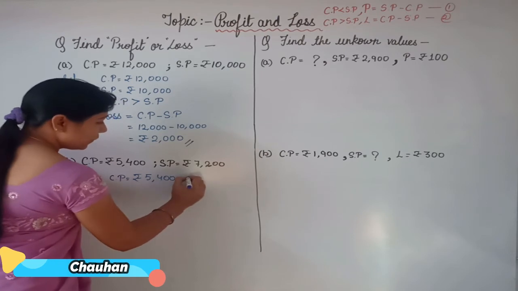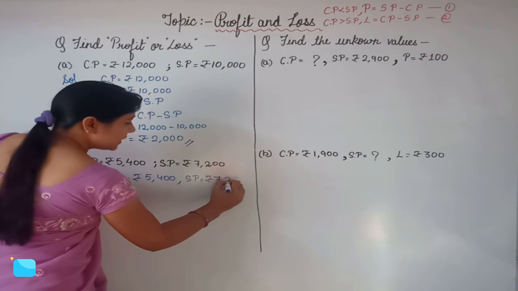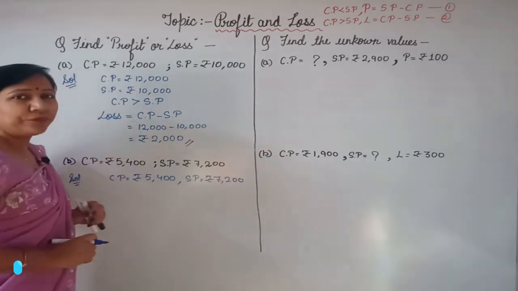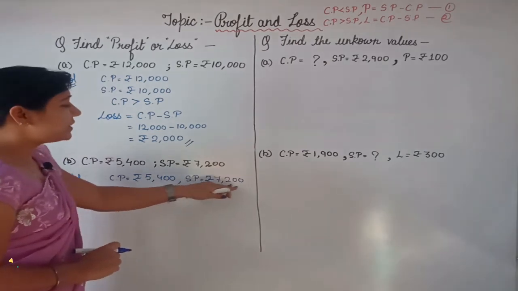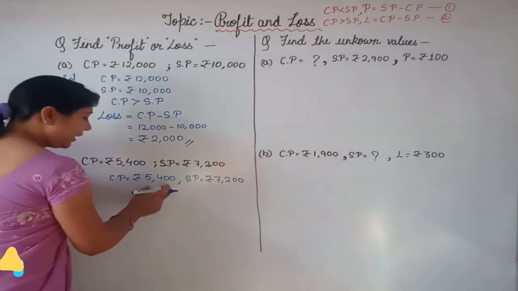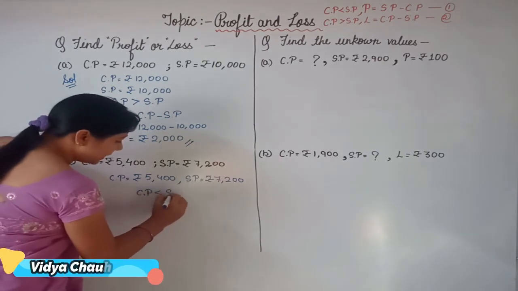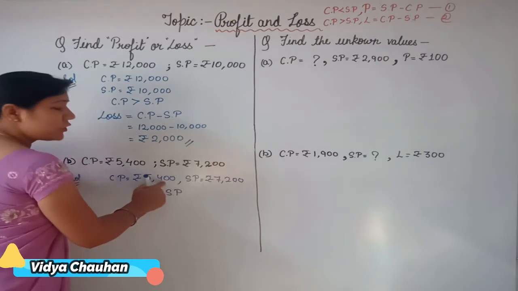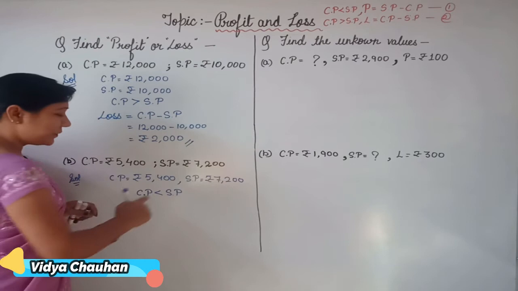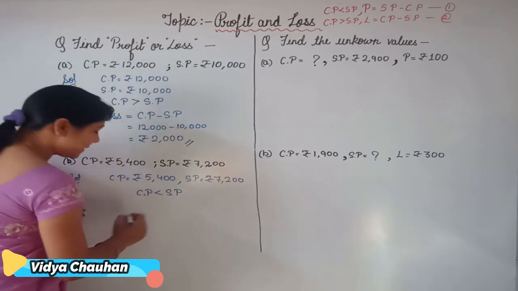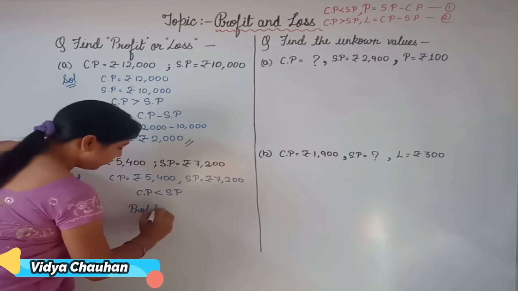What is the SP here? The SP of the item is rupees 7,200. So the CP of the good is 5,400, and the SP of the good is 7,200. Now here clearly we can see that CP is less than SP. The cost price of the item is less than the selling price of the item. So if CP is less than SP, that means it is a profit. It is the case of profit.